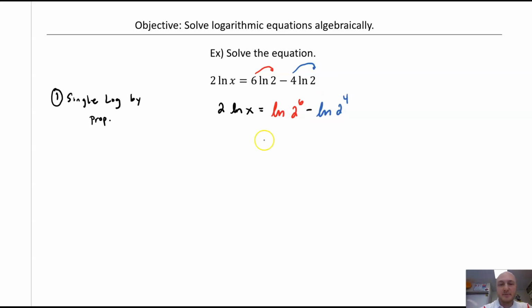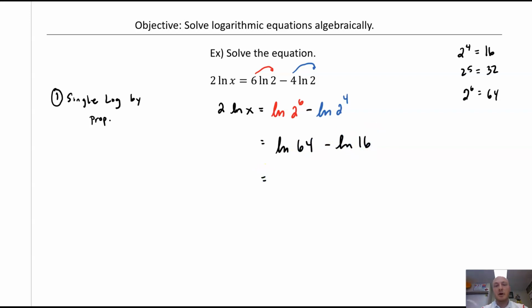Okay, and I can do some simplification here. We have the natural log of 2 to the 6. If you don't know 2 to the 6, just work your way up. I mean, 2 is the easy one to check. So 2 to the 4th is 16, 2 to the 5th is 32, so 2 to the 6th is 64. So natural log of 64 minus the natural log of 16.